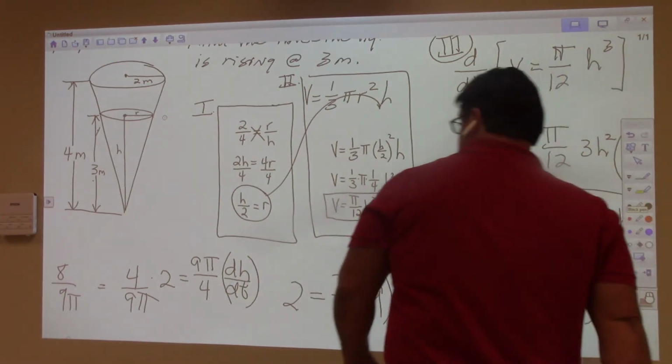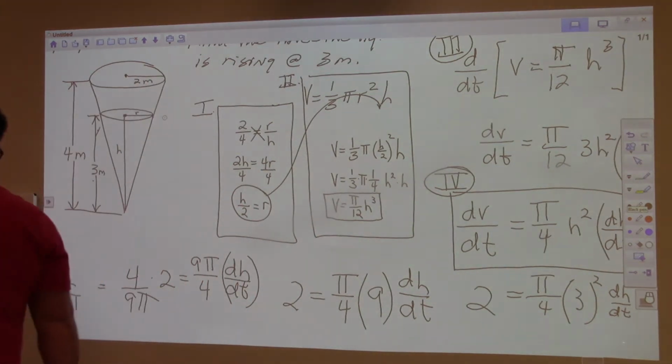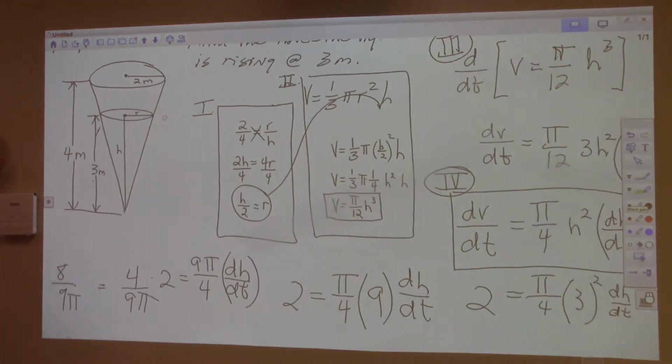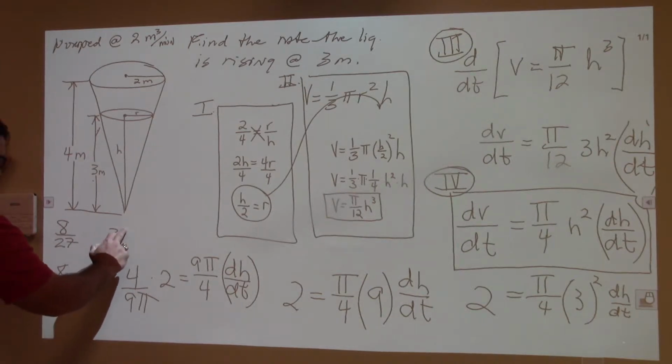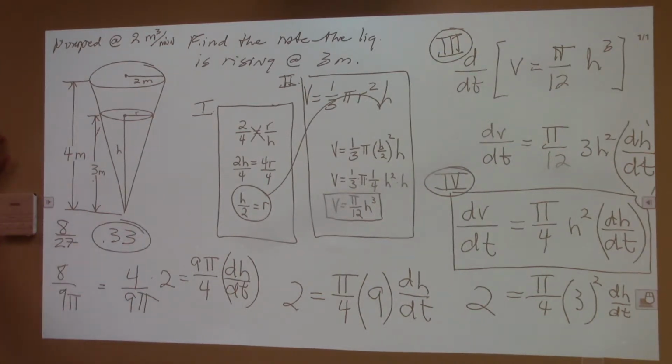Let's see. So that's really 8 over 27. And 8 over 27, about like 8 over 24. 8 over 24 comes out to be 1/3. So I'd say it's around 0.33. Is it positive or negative? Positive. Why? Because what is the volume doing? It's being pumped in, so it's increasing.